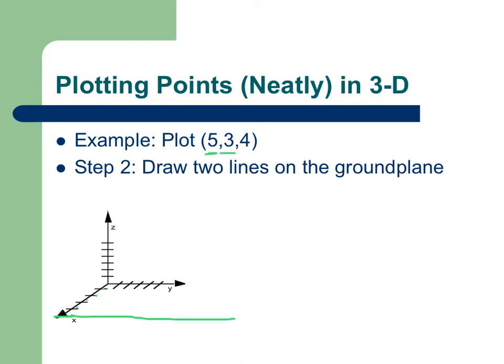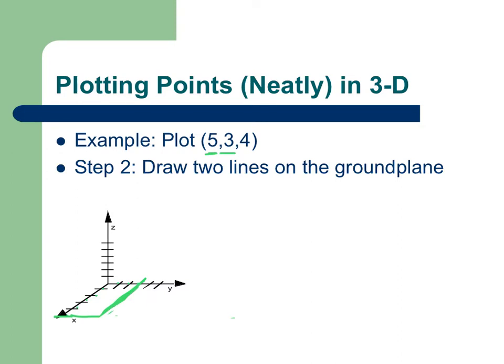And then on the y-axis, we need to count out 1, 2, 3. And we're going to go along in the direction of our tick marks here. And this really should be parallel to the x-axis there. And then let's just erase the extra little bits here. There we go. All right. So now we have our two lines on our ground plane.